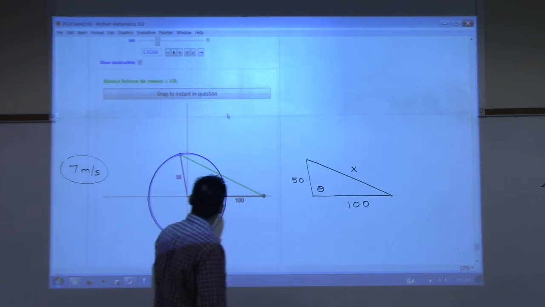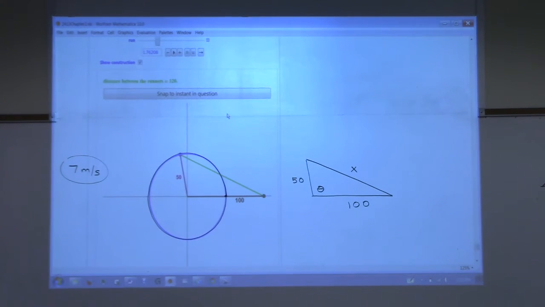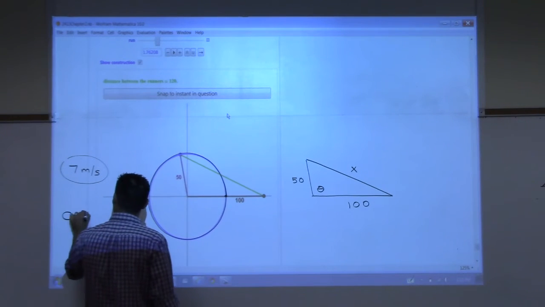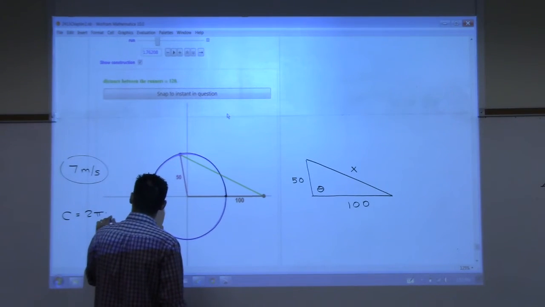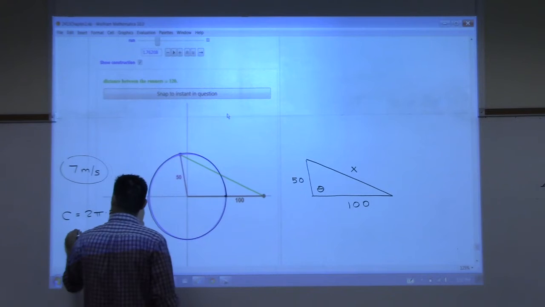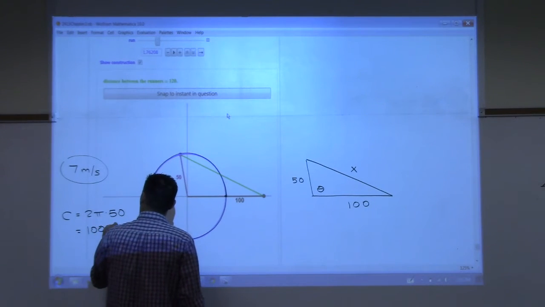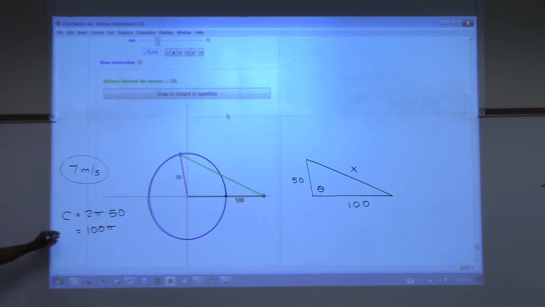What is the circumference of this circle? The circumference is 2 pi times r. What's the radius? 50. So this is 100 pi. That's the circumference, yes? Yes.